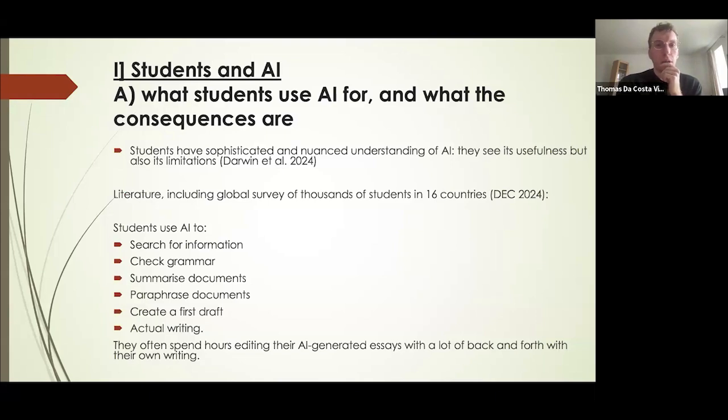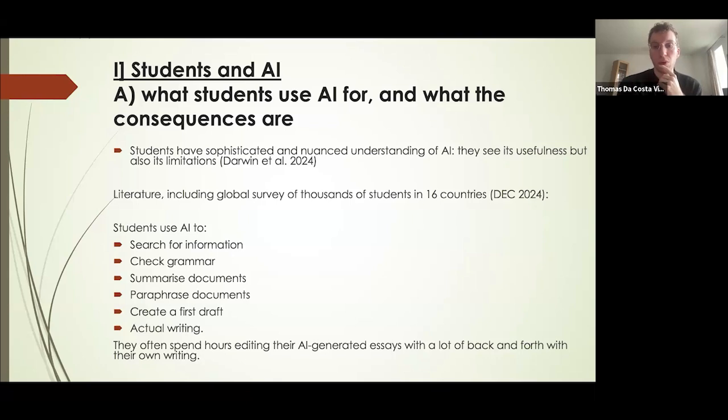So, for the first part, I would like to give you a recap because not everybody has a clear understanding of what students actually use AI for, what the consequences are, and what we can basically expect there. So the first thing is, as time goes on now, we can expect that most students have an increasingly sophisticated and relatively nuanced understanding of AI. They see how useful it can be. They're very well aware of its limitations and of its problems and damages. That said, though, they do use AI a lot.